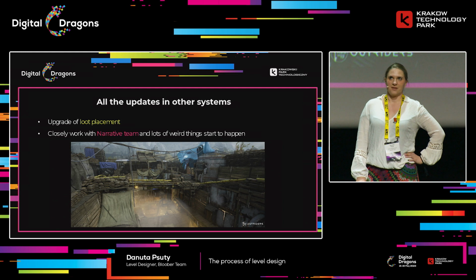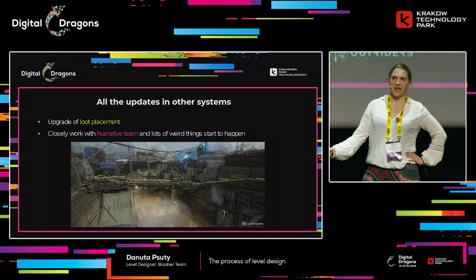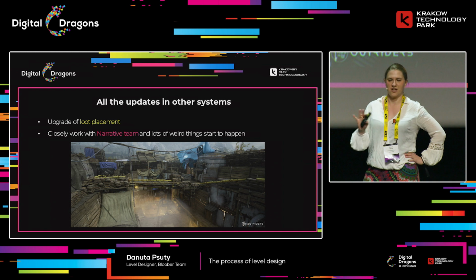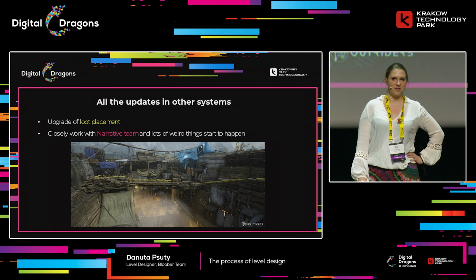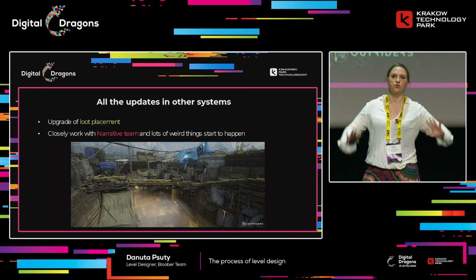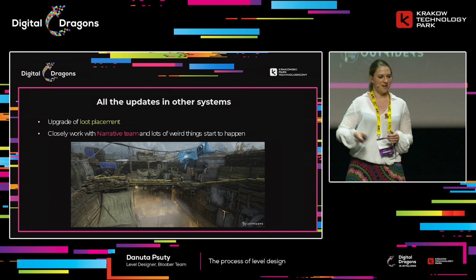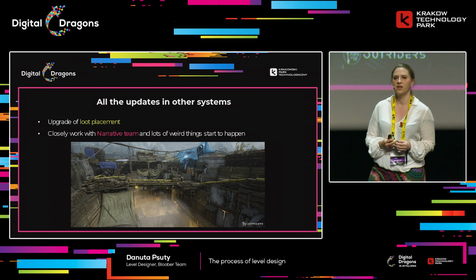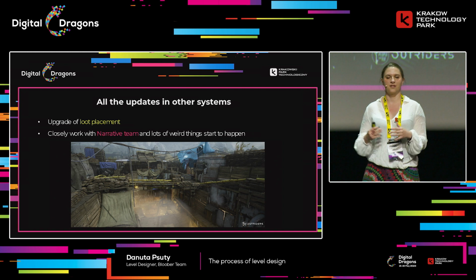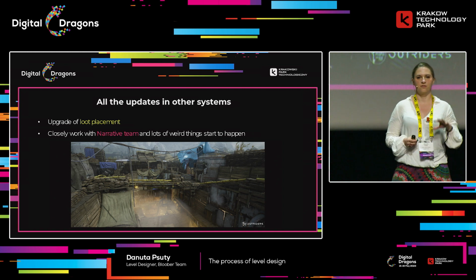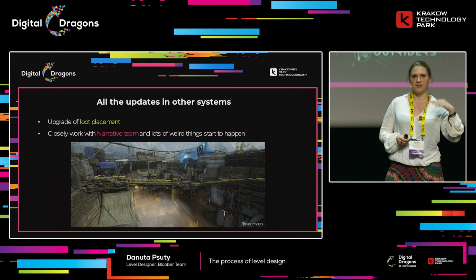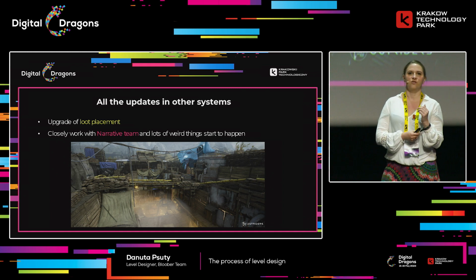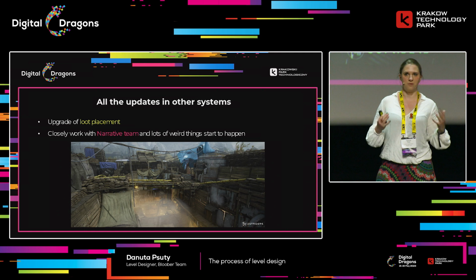So that's it. I also wanted to say something about the updates of the other systems. For me, the problem is that the narrative team usually comes when there are already assets on the level, which I think is a little bit of a problem, because when they arrive it's already too late to change anything. For example, in Outriders, we had this hub in Trenchtown, and at the very first stage, when I looked into this hub and what animation we had, I saw that we had lots of animation of people who are eating something.